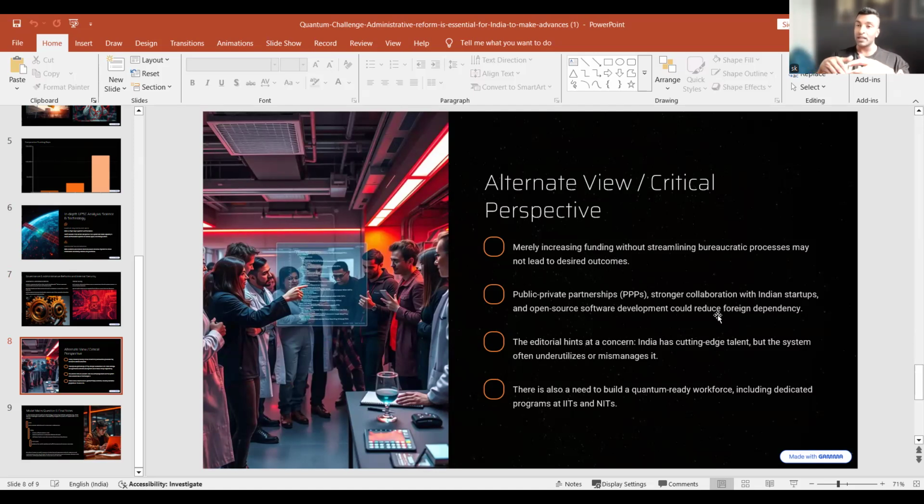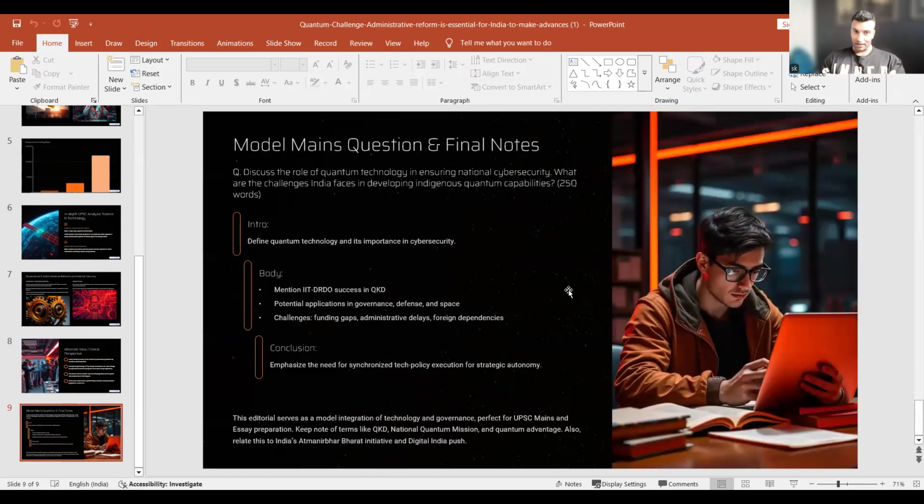dependency. So the problem now is we rely too much on foreign components, right? The hardware and software. I have mentioned that, cryostats and sensors and everything. Again, if you look at this editorial, it basically hints at a concern that India has cutting-edge talent, but the system underutilizes or misutilizes or mismanages the talent. So efficient management of the talent is also required, and there is also a need to build a quantum-ready workforce, including dedicated programs at IITs and ITs. These are suggestions you can give.